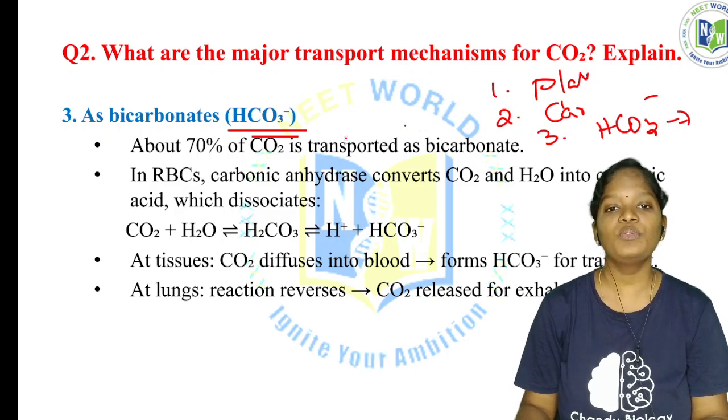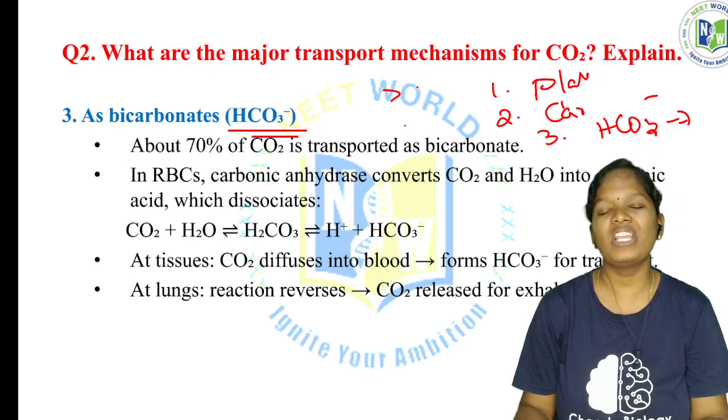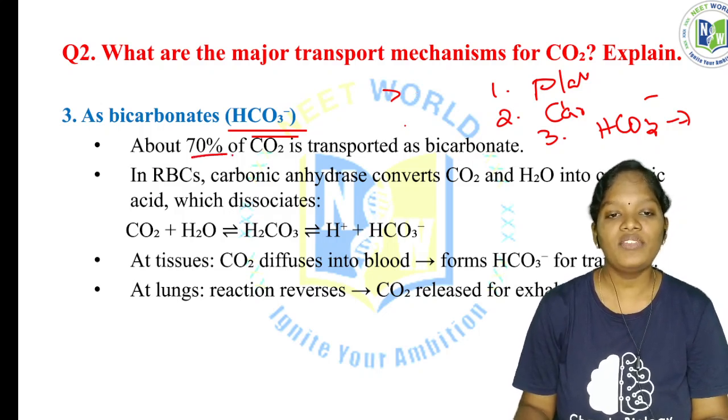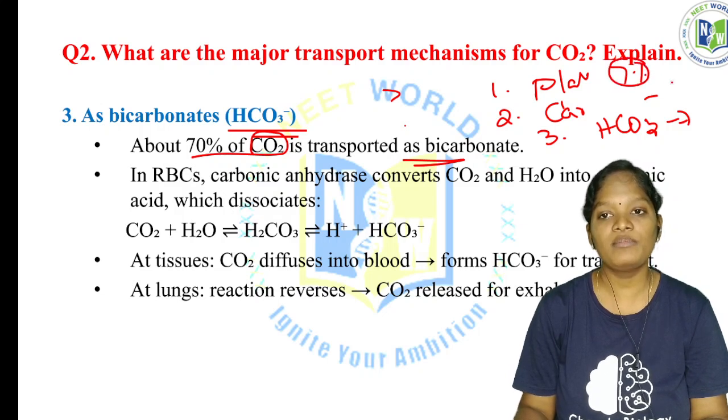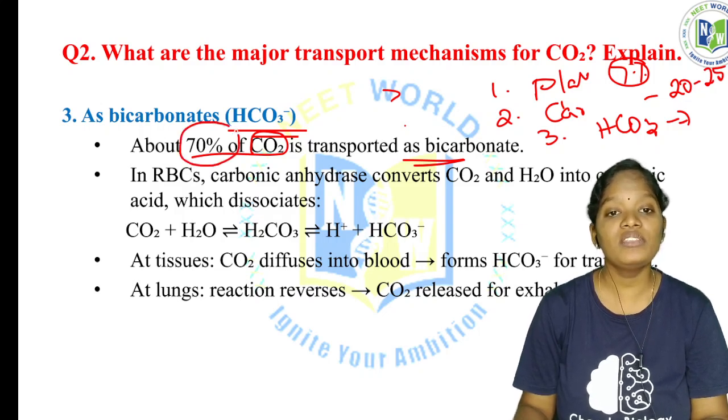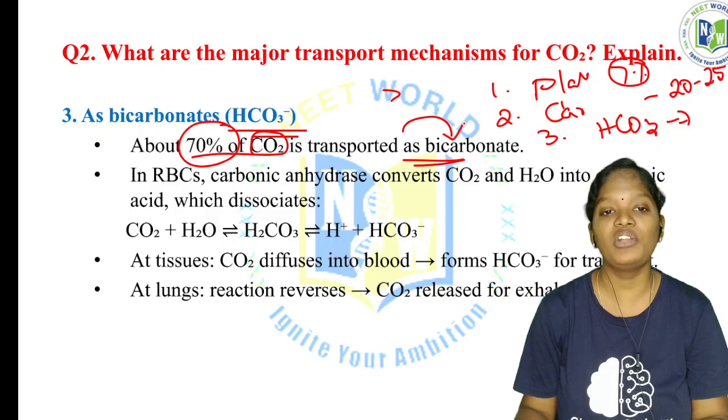So that is why the pH of the blood is slightly basic, which means it is near neutral. About 70% of carbon dioxide is transported as bicarbonate. We have studied that 7% of carbon dioxide is dissolved in the plasma, 20 to 25% is in the form of carbaminohemoglobin, and the remaining 70% is transported in the form of bicarbonate.